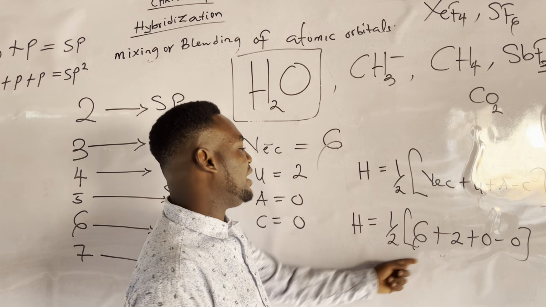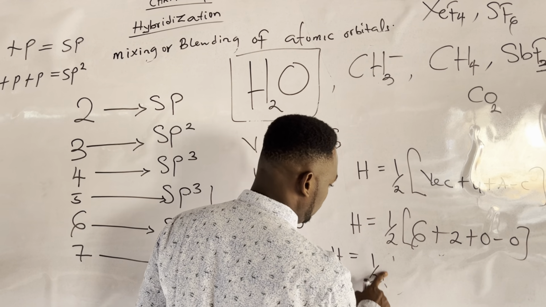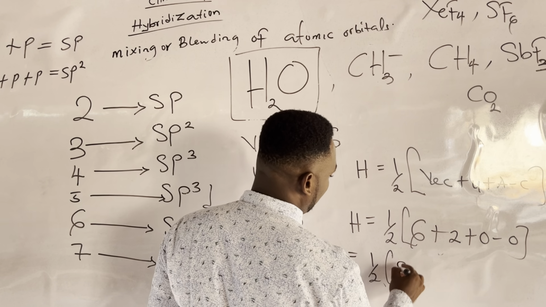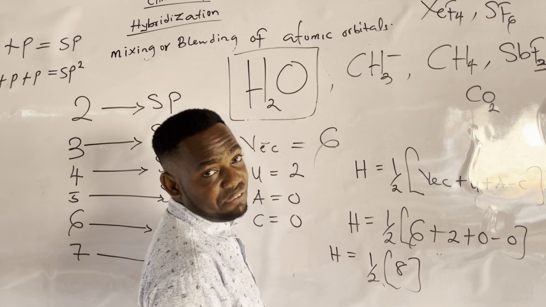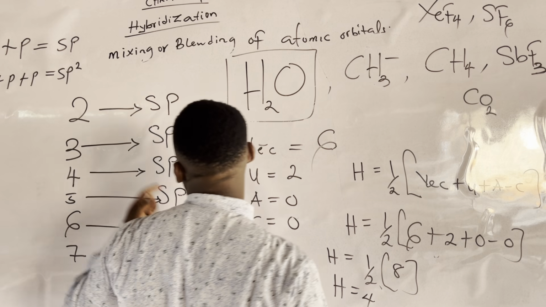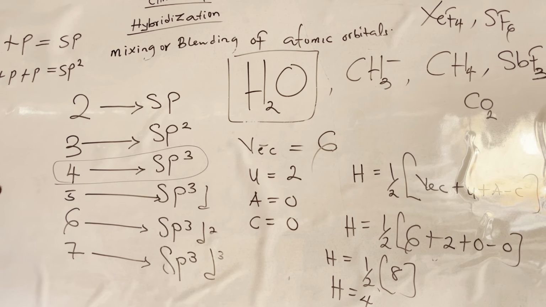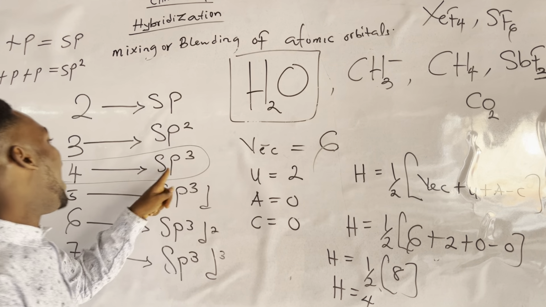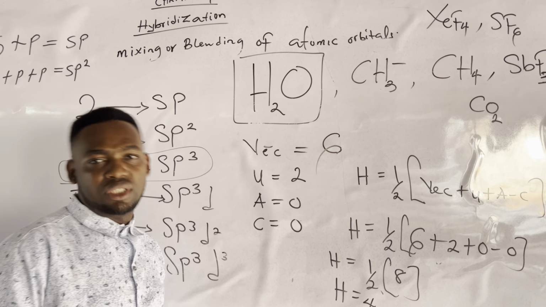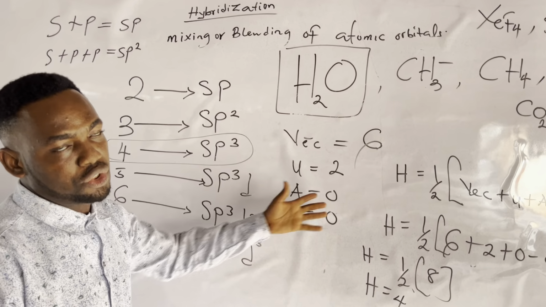If we solve this mathematics very well, then H will be equal to half multiplying 6 plus 2 plus 0 minus 0. That will give us 8. When we take half of 8, what do we have? We have that H will be equal to 4. When we have 4, what do we have, class? sp3. It then means that H2O, water molecule, is sp3 hybridized. Alright? So is that easy to determine hybridization? Very fast and reliable, very fast with this shortcut.